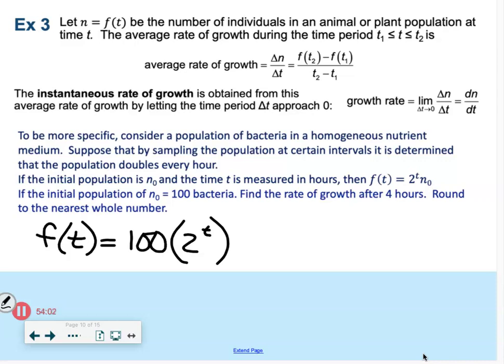Let's see if you remember the derivative of 2 to the t. So I want you to see if you can differentiate that function. 2 to the t. I'll give you a hint. It's not t times 2 to the t minus 1.